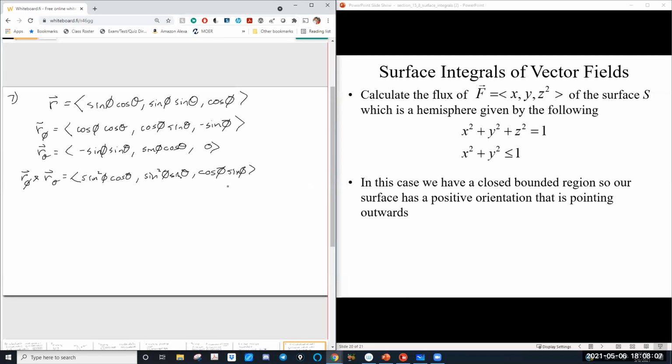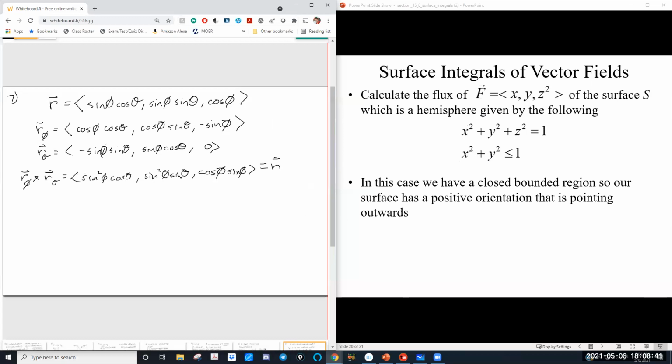All right, so now what we're doing, I should also mention, right now we're just doing the first half. We're just doing it for the hemisphere. We're going to have to do the disk separately. We'll do that in the next step. But this is one of our possible normal vectors. Remember, there's another normal vector that's the negative of all these. Well, I want to have a positive orientation that is pointing outwards.